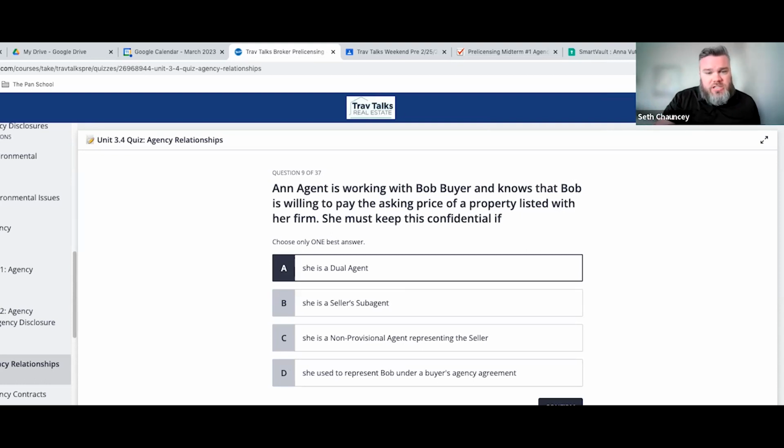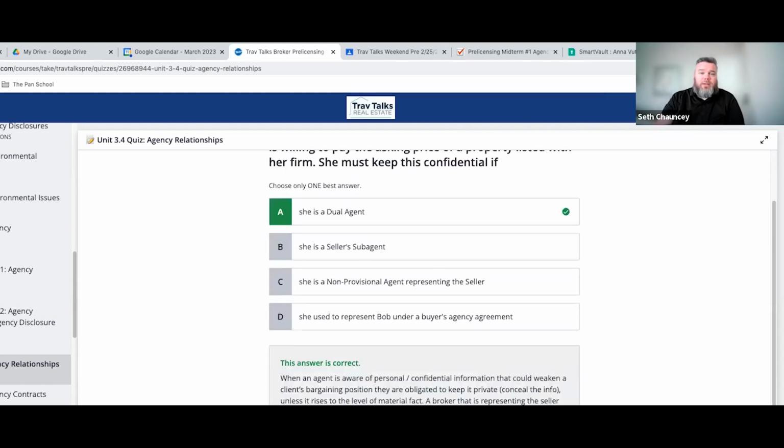If she was a seller's agent, her loyalties are to the seller, and you have to tell your client confidential information. If she's a non-provisional agent representing the seller, she's still a seller's agent, and would have to tell them. And she used to represent Bob under a buyer agency agreement, that doesn't change anything. Because the used to means he's now a customer again. And remember, once you switch back to a customer, we don't owe you anything but honesty and fairness, and we will use your secrets against you. Because you're a customer now, not a client. That makes sense. Okay.